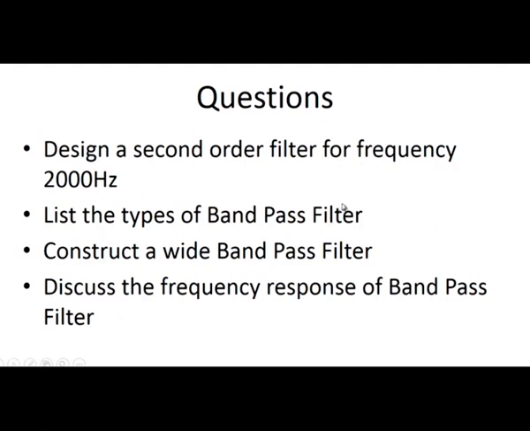And next is list the types of band pass filter. We have discussed in this lecture only the wide band pass filter. We have narrow band pass filter also, but we have discussed only the wide band pass filter. Construct a wide band pass filter. How will you construct it? It is actually the cascading of a high pass filter with a low pass filter. Discuss the frequency response of the band pass filter.